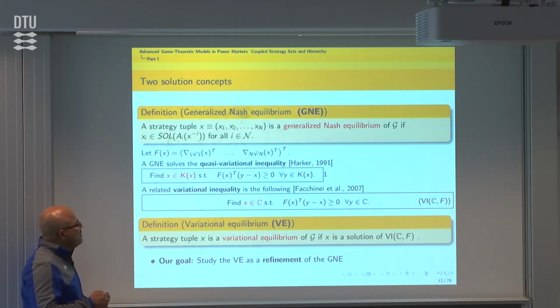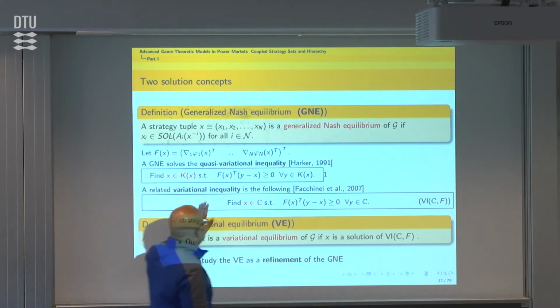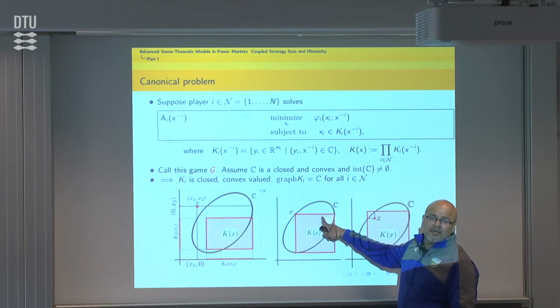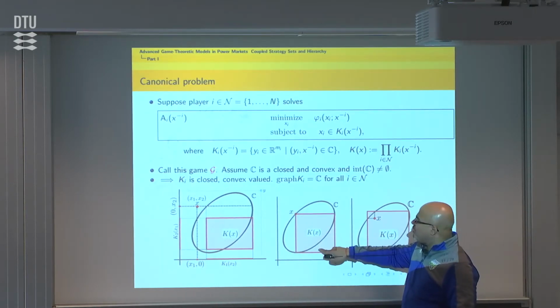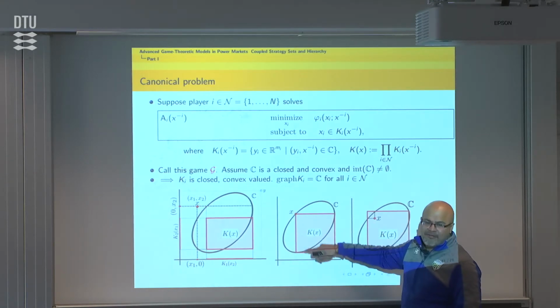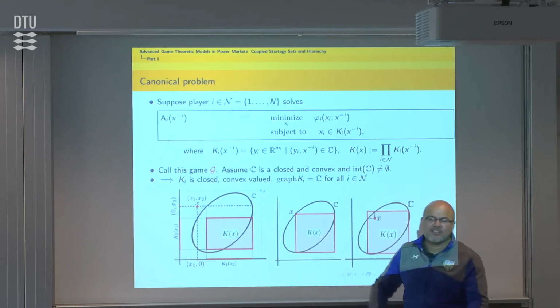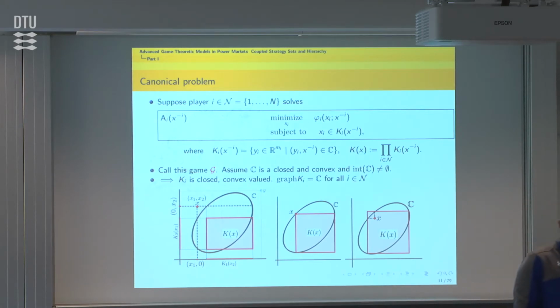A related variational inequality is the following. This is the variational inequality corresponding to F of x transpose (y minus x) is non-negative for all y in C, a constant set. Let's make sure everybody understands. In this case, this is K of x, this is C. The QVI requires that I satisfy the variational conditions for every y in K of x, and I want x to be a fixed point of K, which means x has to lie in K of x.